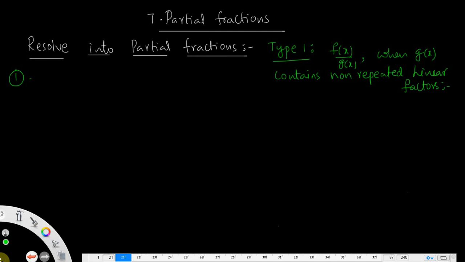That means if the degree of f of x is greater than the degree of g of x, then it is said to be an improper fraction. In this method, type 1 especially, we resolve into partial fractions for proper fractions only. Why? Because the degree of f of x is lesser than the degree of g of x. So let us take the examples, first and second are over yesterday. Then we will start the third question.